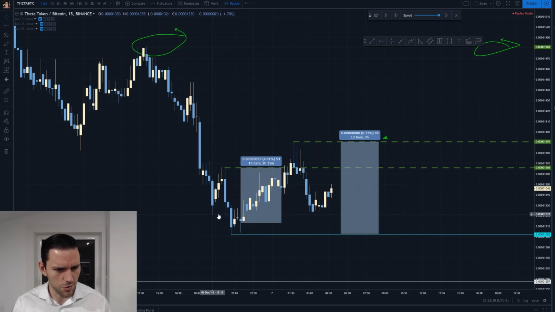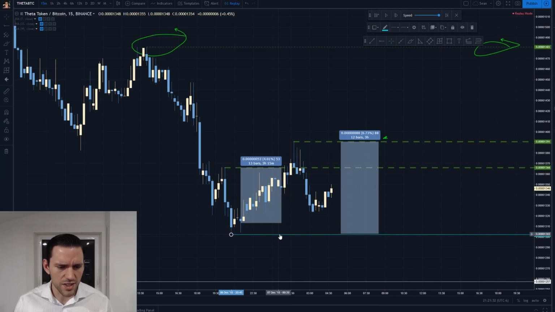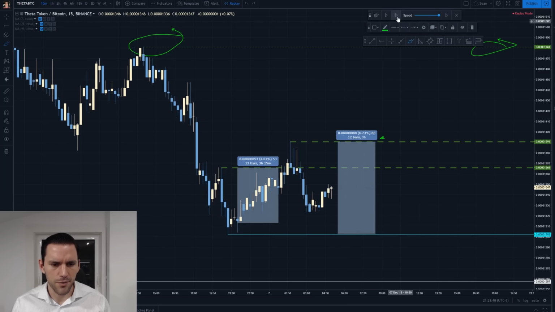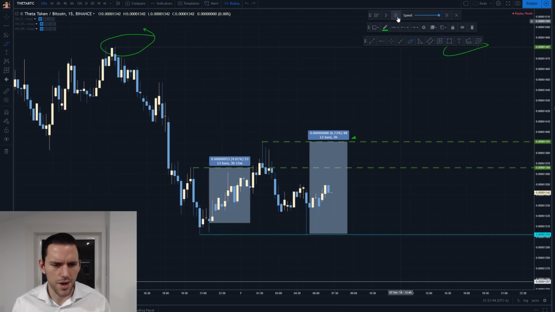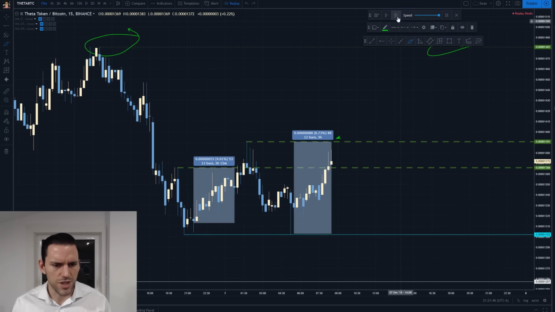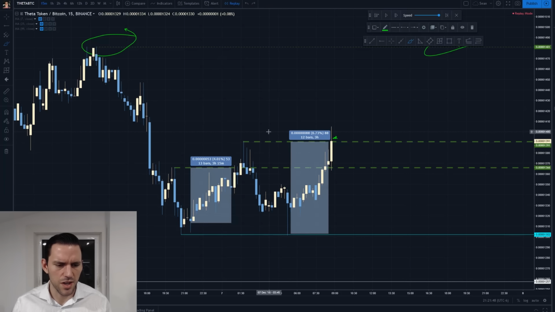So this is not important anymore. This is an untested level, so we know our first entry can be right here. This entry right here is accurate because we would have caught this falling knife right there, and then when we take profit target on this, that's pretty straightforward, right?